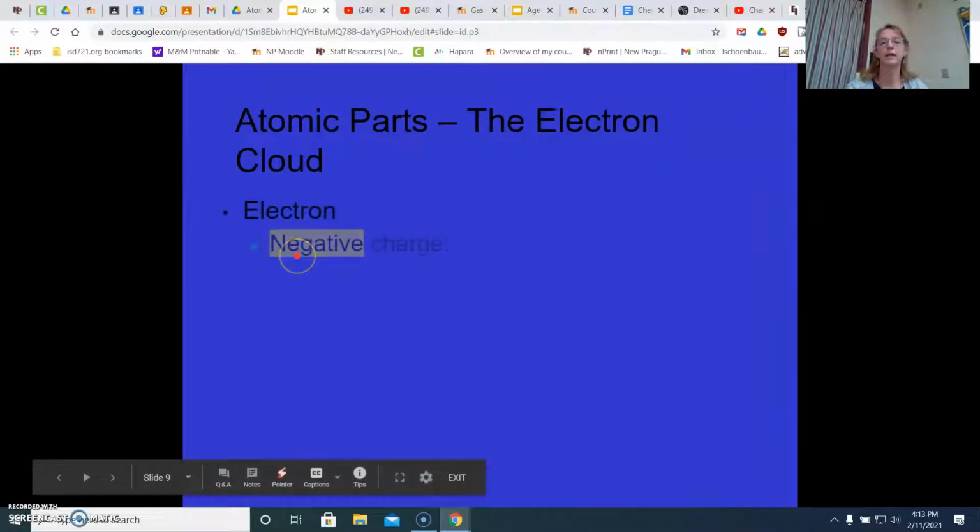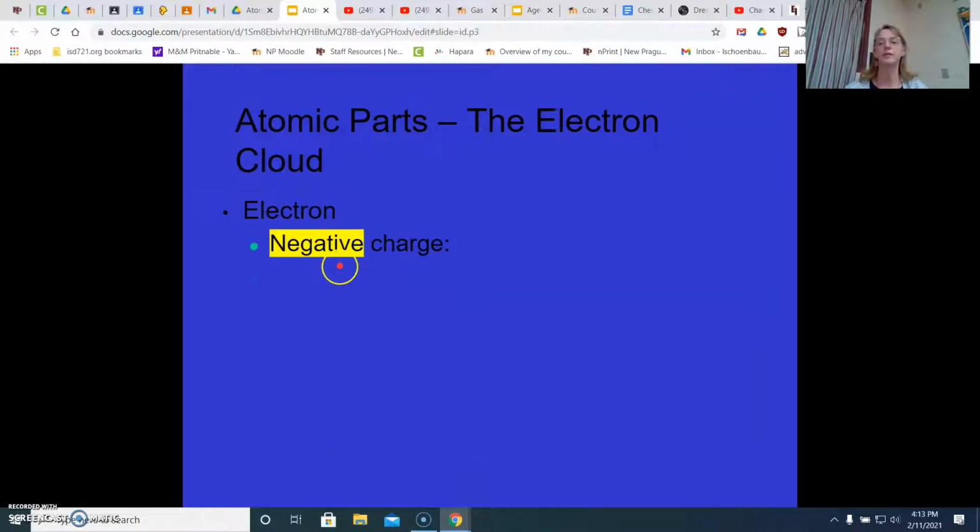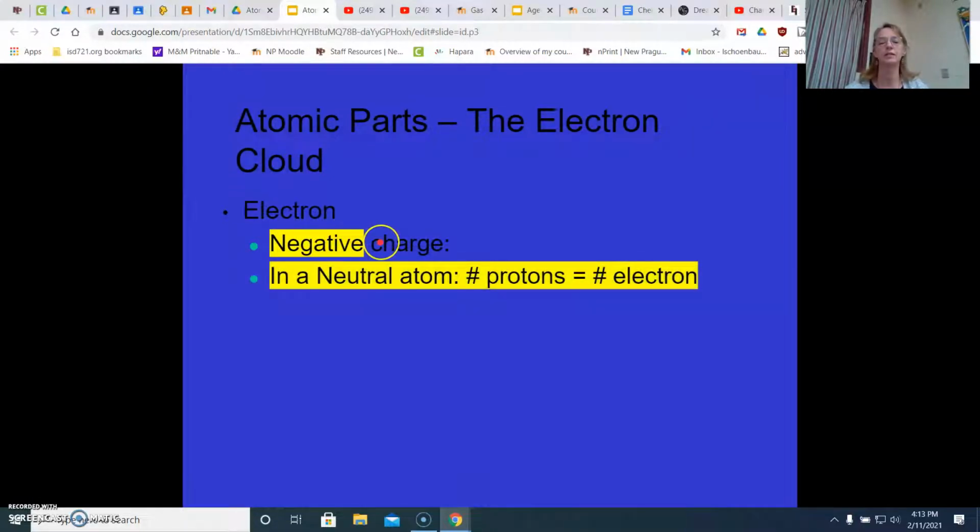So let's look again at the atom. Around the nucleus, you have electrons. They are negatively charged. In a neutral atom, the positive protons equal the negative electrons, which gives you an overall charge of 0. We are going to change the charge of these atoms as we learn more, but right now we're talking about neutral atoms where protons equal electrons.